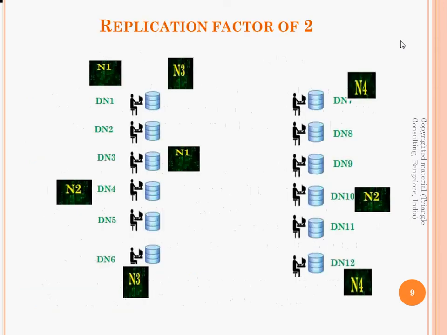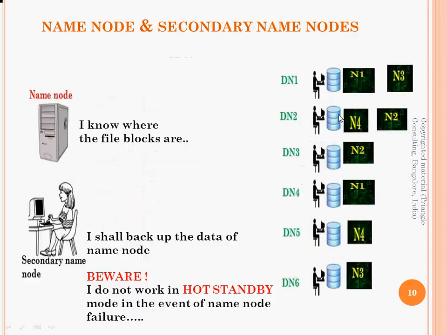Going forward, if we have our replication factor set to 2, you would see N1, there's one copy here with data node 1, and another copy with data node 3. Similarly, N2, there's one copy with data node 4, and one copy with data node 10. And N3, there is one copy here, and another copy here, and N4 is going to be with data node 12 and data node 7, pretty much.